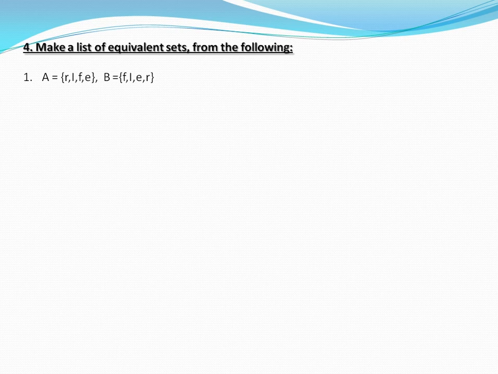Make a list of equivalent sets from the following. What we have: A has R, L, F, E, while B has F, L, E, R. So the values are the same, and the number of counts is the same: 1, 2, 3, 4 and 1, 2, 3, 4. Number 2, the values are the same, so they are the same. The set A has CAR, ARCS. Are they the same? No. The set A has 1, 2, 3, while set B has 1, 2, 3, 4. So they are not equivalent.